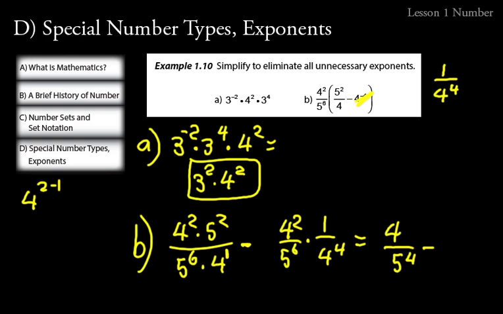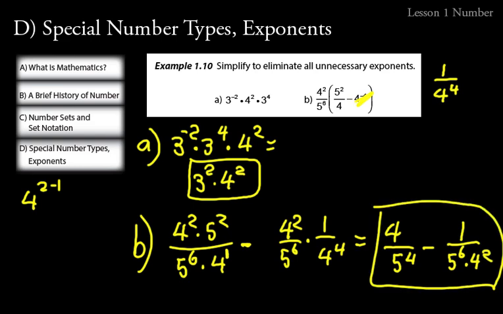Minus 4 squared over 4 to the 4th, we can just make that a 4 squared in the bottom and have 5 to the 6th times 4 squared. And that would be our simplified form. That's all we have to do on that. And that is all for lesson 1.